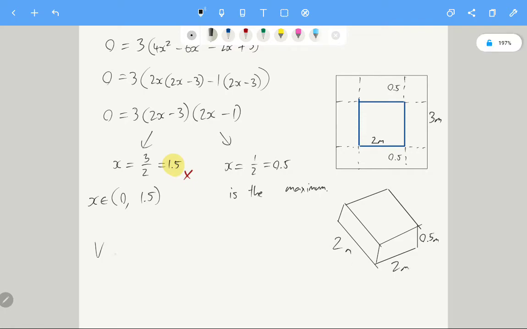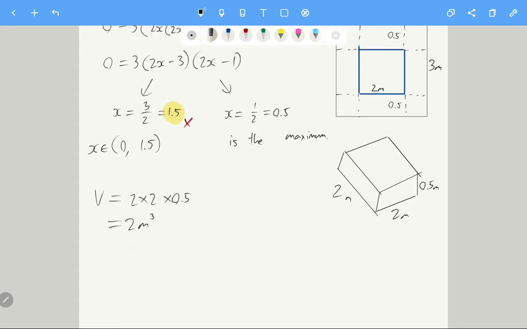And the volume of that function, well, we could use our original formula, or we could just use 2 by 2 by 0.5, which is just 2 cubic meters. Alrighty. Is the maximum volume. Alrighty, so 2 cubic meters is the maximum volume with dimensions of 2 by 2 by 0.5 meters.